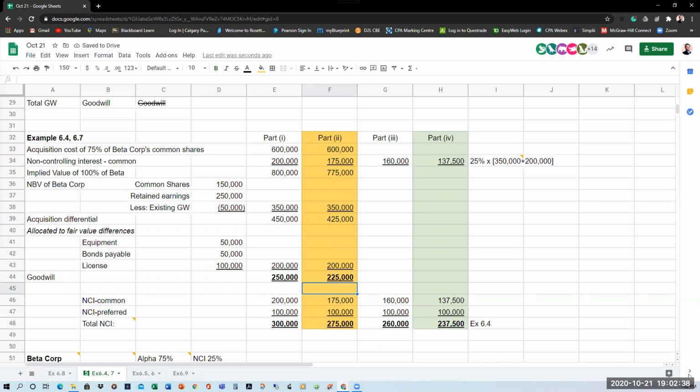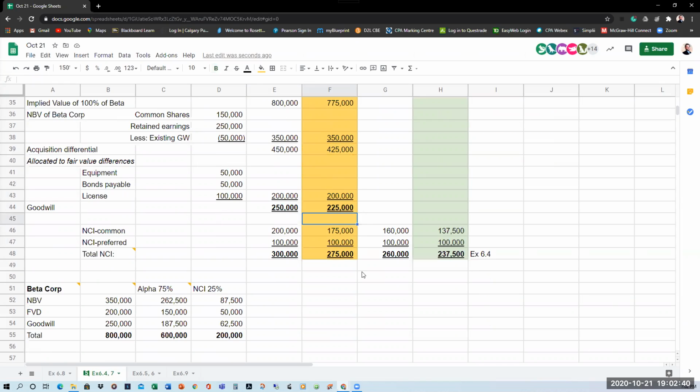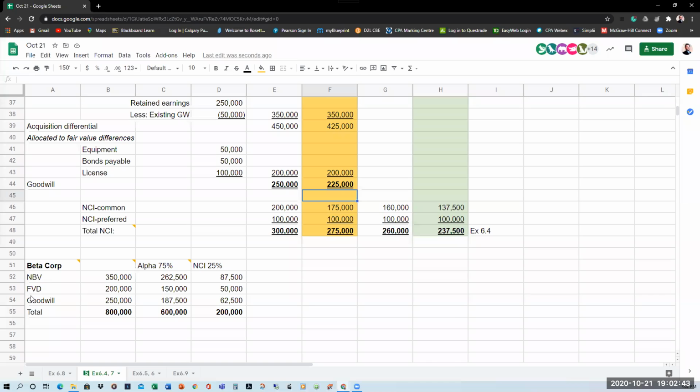We are now left with goodwill of 225,000. That's interesting. When you look at the total value of the subsidiary, notice we are going down. As we go down, the reliability of those numbers reduces. Net book value, most reliable. Fair value differences, less reliable than net book value, but still an outcome of some kind of negotiation process. Goodwill is simply what's left over, right? So goodwill is the least reliable of the three.